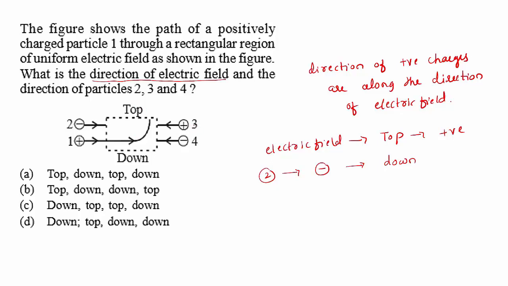Come to the third particle, which is a positive charge. It is moving in the upward direction along the direction of the electric field, so it is also top. Then come to the fourth particle. It is negative, so it moves opposite to the direction of positive charge, or opposite to the direction of the electric field. So it is moving in the downward direction. So what is the answer? Top, down. Which is the correct option here? Top, down means option A is right.